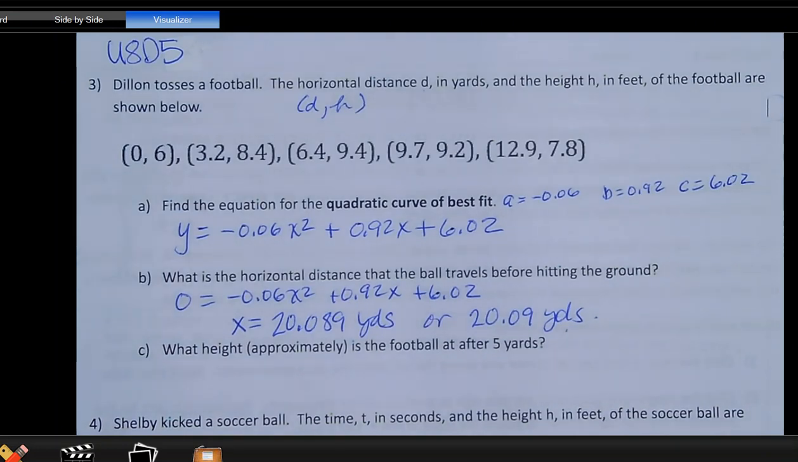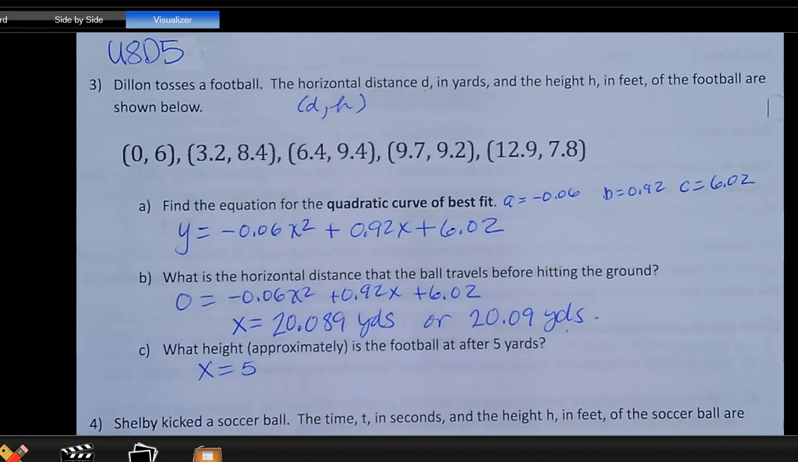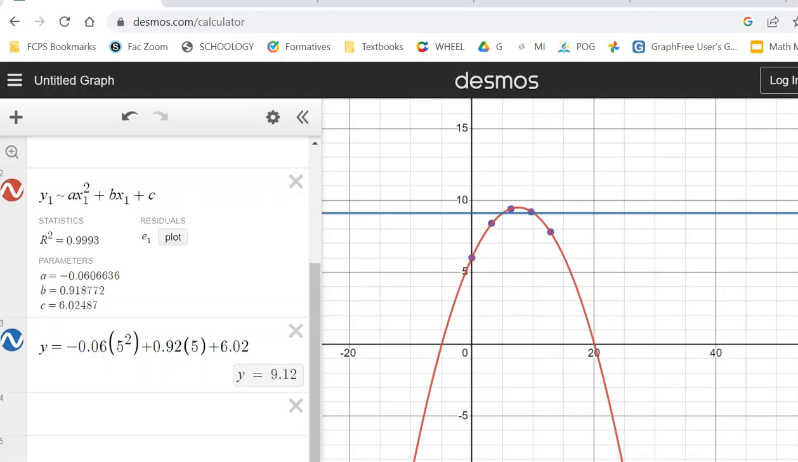All right, so now I want to know what is the height if the football has gone 5 yards. So it has gone 5 yards, that means x equals 5, right? I can just plug that into my equation and figure it out. So I'm going to go back to Desmos with this value of x equals 5. I'm back to Desmos, clicking here.